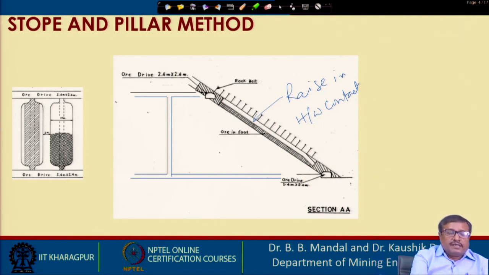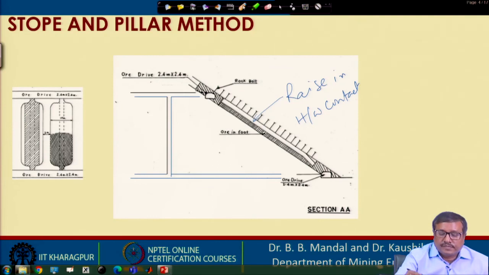Now, if you see it in section, you have to make the raise. This is the raise that you are going to make, from the bottom level to the upper level. This is going upwards, and this is in hang wall contact. Hang wall contact means beyond this there will not be any ore. This is waste material, and the ore will be in the footwall. When you are taking the raise in the hang wall, then ore will definitely remain in the footwall. This is the footwall side.